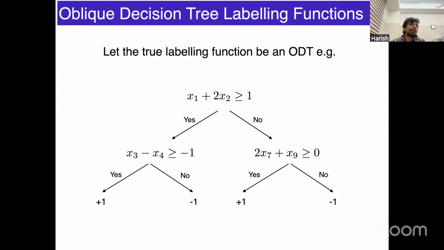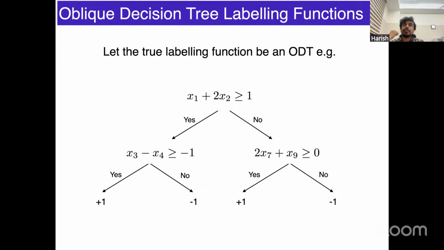So why am I calling it oblique decision tree? Standard decision trees don't have multiple attributes in the same node, right? So a standard decision tree would be something like: is x5 greater than or equal to 3, and is x7 less than or equal to -2, right? Those kinds of questions are the only kind of questions that are allowed in a standard decision tree.